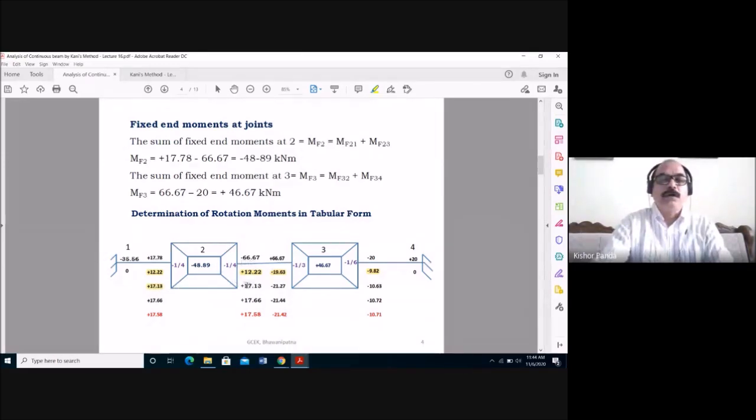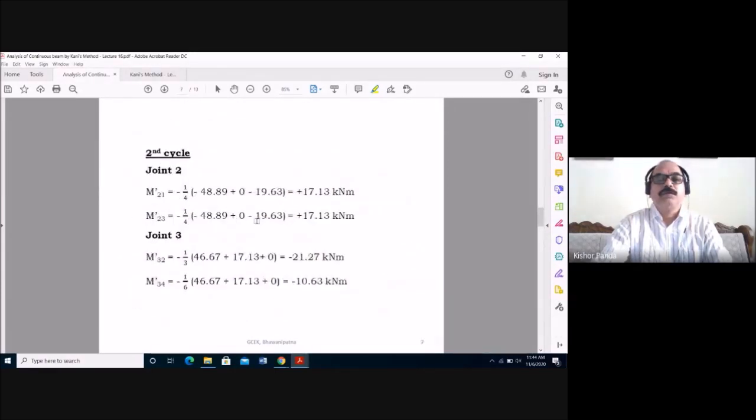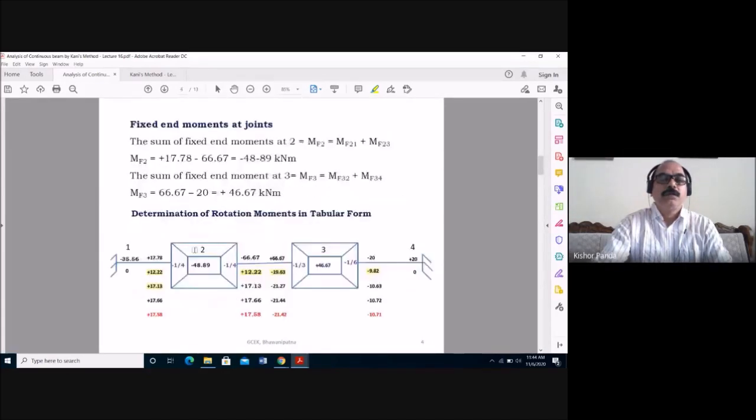Similarly, find out m-23. For m-23, similarly, u23 rotation factor into mf2 plus summation of the far end rotation moment. So what you have to take is minus 1 by 4 into minus 48.89, and on this side the far end is 0, and this side is minus 19.63. So already you know 0 and 19.63, so this is 17.13. m-23 is 17.13. So you have to put here 17.13.